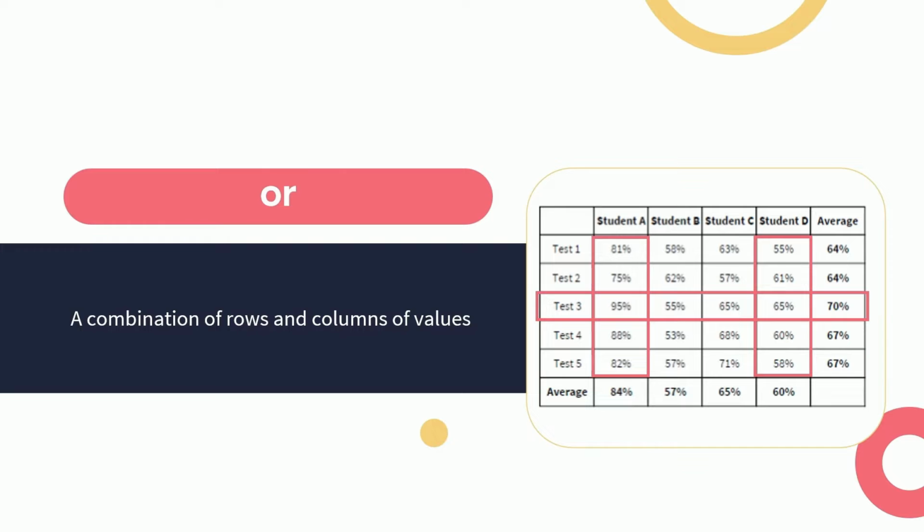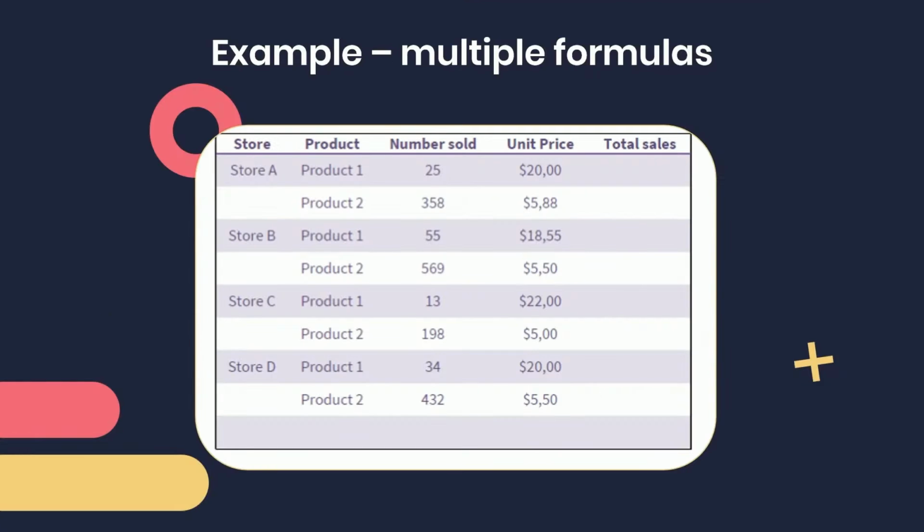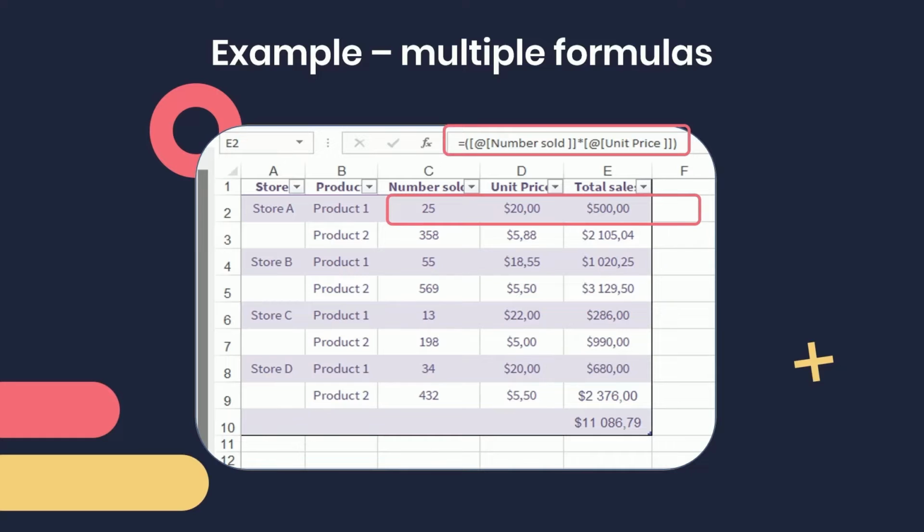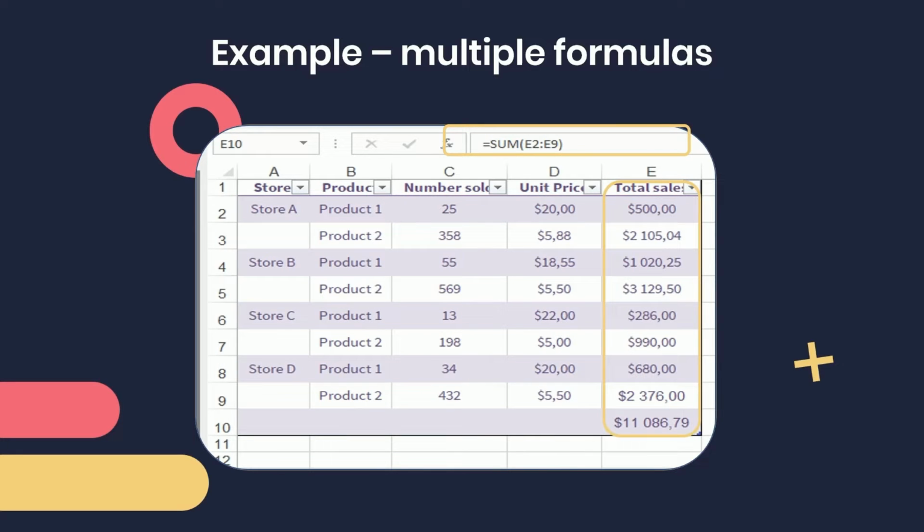So let's take a look at a quick example. Let's say, for instance, we have several stores. Now these stores are selling the same two products, but at various prices. So we would like to know the total sales for each of these products across the stores. Now we already know that there are two simple formulas. We can multiply the number sold by the unit price in order to obtain each row subtotal, and then we can use the sum function in order to obtain the final total sales amount.